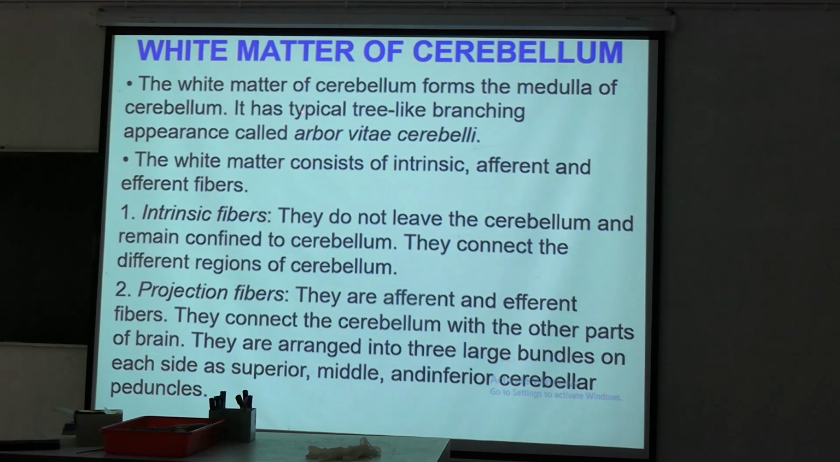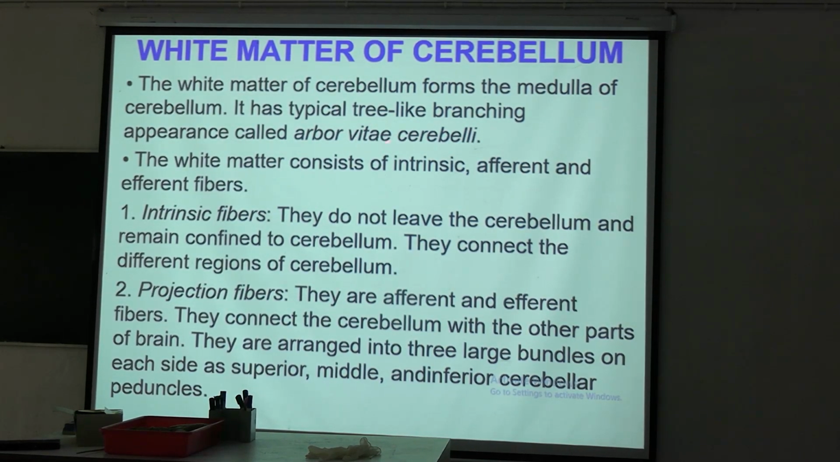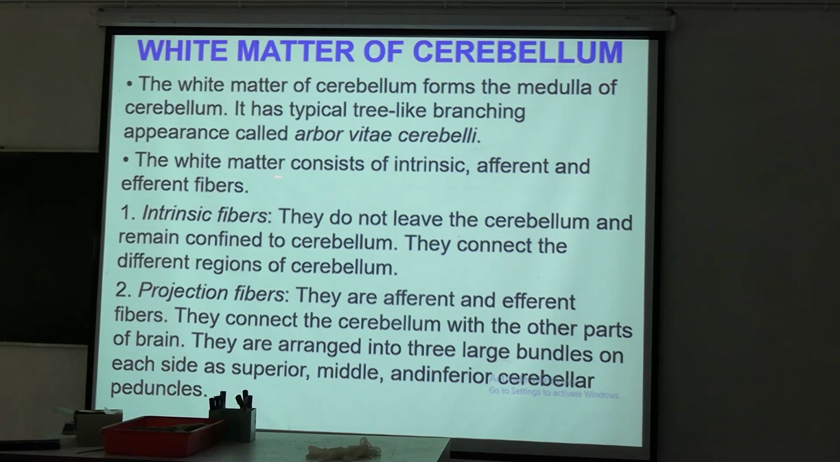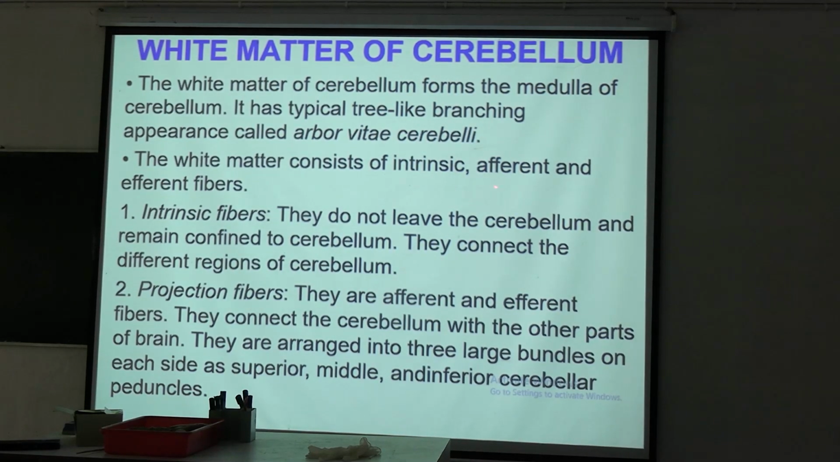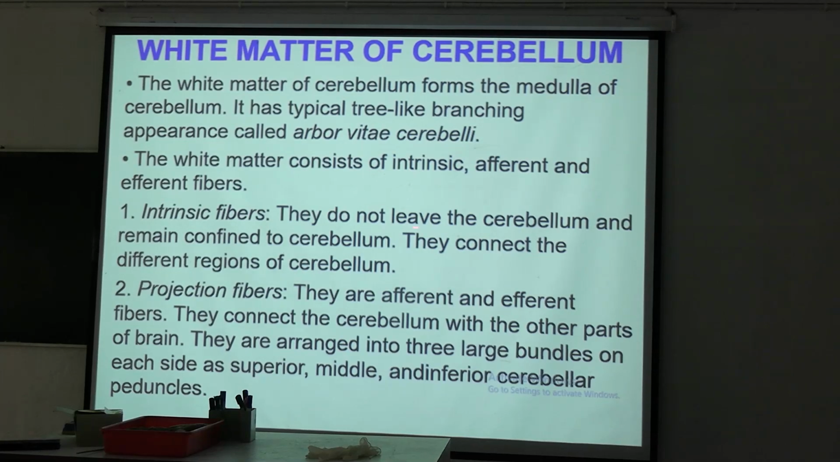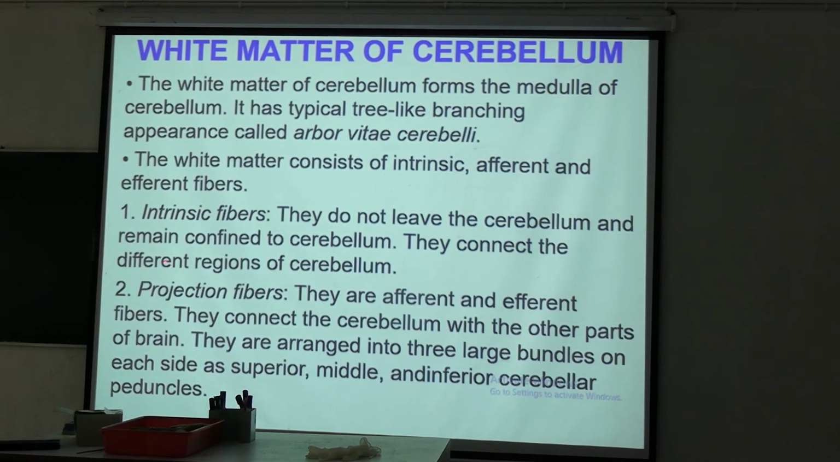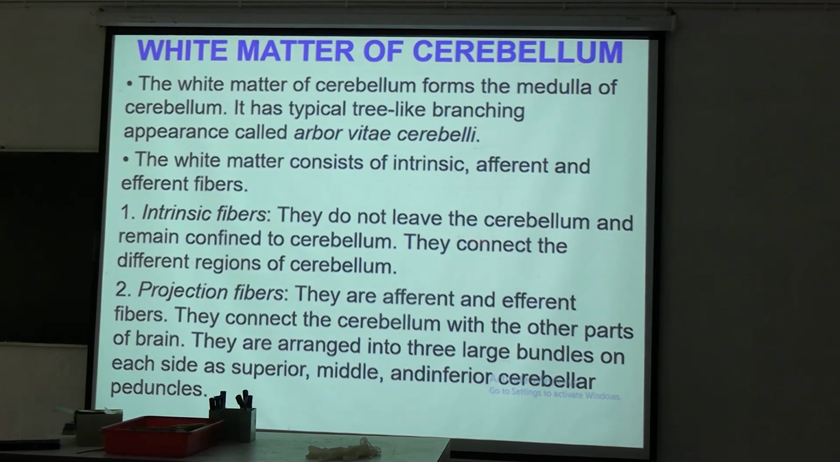White matter of cerebellum forms the medulla of the cerebellum and it has a typical tree-like branching appearance called arbor vitae cerebelli. White matter consists of intrinsic, afferent and efferent fibers. Intrinsic fibers do not leave the cerebellum and remain confined to the cerebellum.